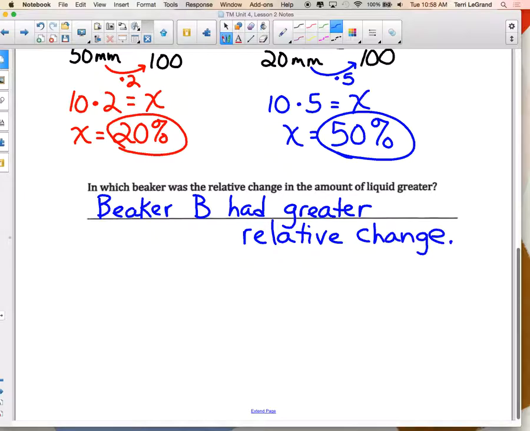Write that out. Beaker B. Now don't just put beaker B. Let's answer the question. Beaker B had greater relative change. 50% is greater than 20%, right? So questions.